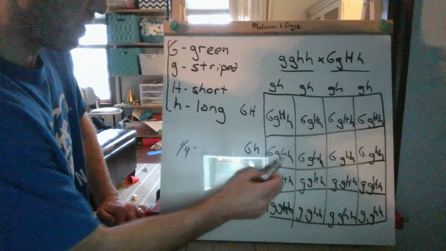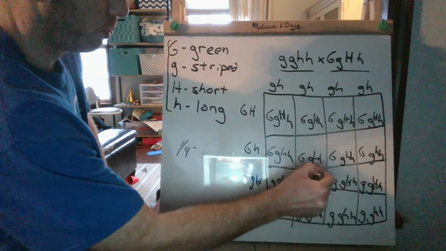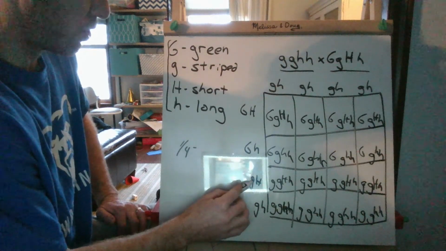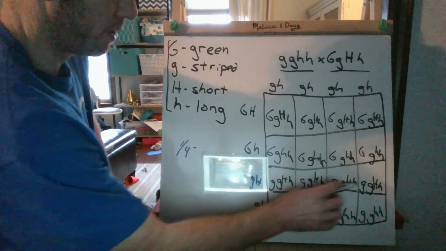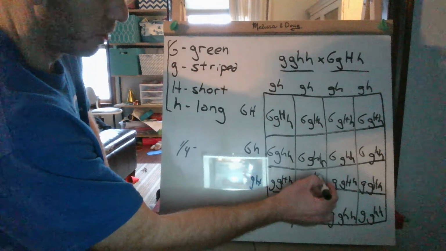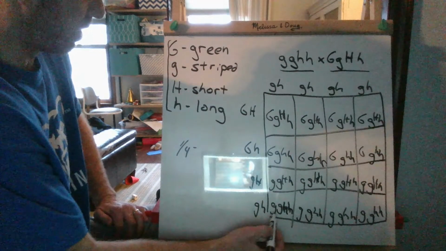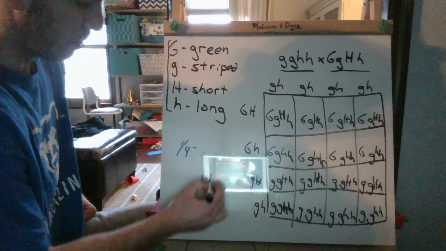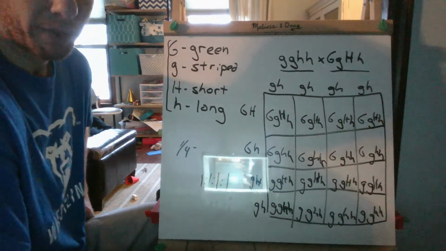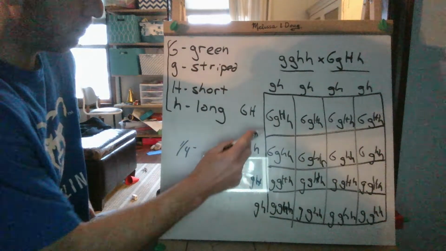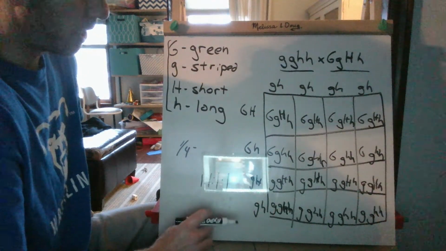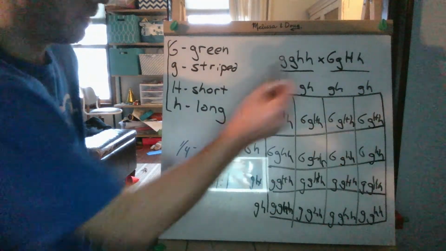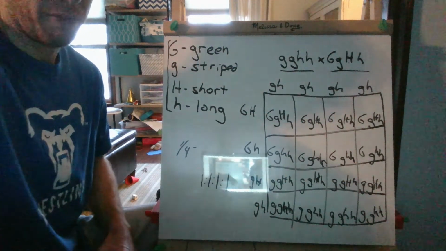Okay, these are green and long because I have the two lowercase h's on each of them. Green and long here, so 1 out of 4. These are going to be striped and short all the way across here, heterozygous for the short trait, and then these are going to be striped and long. So you see, my ratio is actually 1 to 1 to 1 to 1. Okay, but it's going to be 1/4 or 4/16 for my phenotype ratio, or for the probability that these plants would produce those different types of watermelon plants.